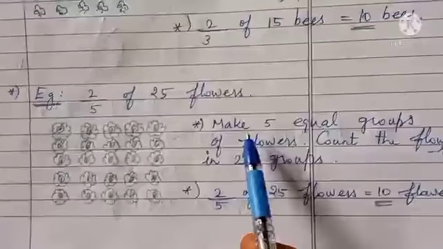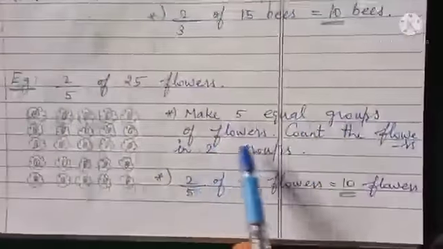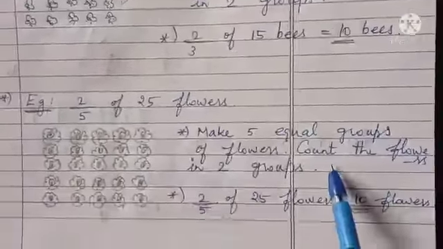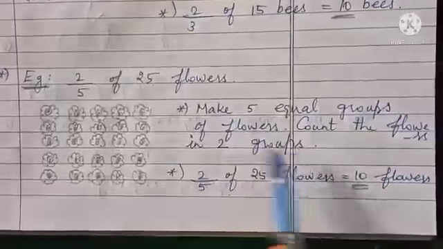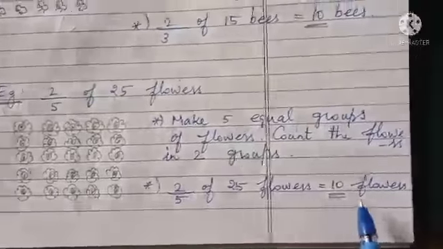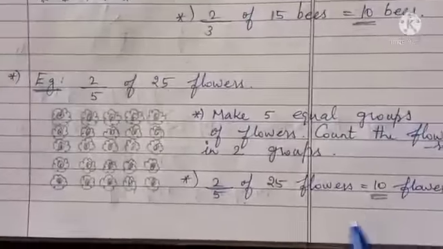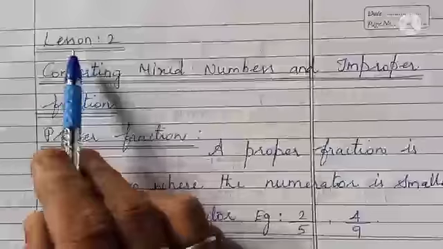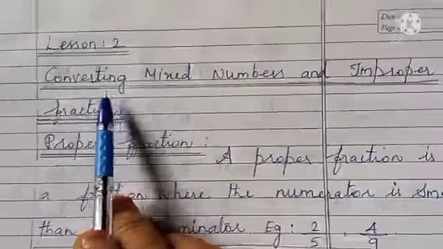The same way, make 5 equal groups of flowers. Yes, we did. Next, count the flowers in 2 groups. Yes, we counted. So 2 by 5 of 25 flowers is nothing but 10 flowers. Okay. Next, lesson 2. It's very important.